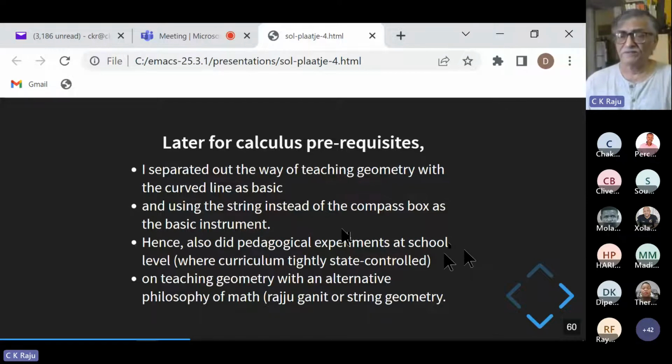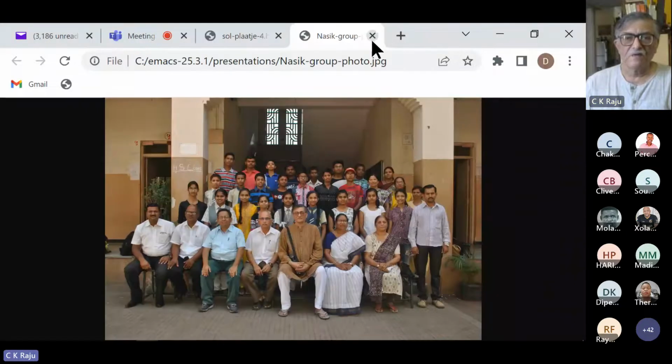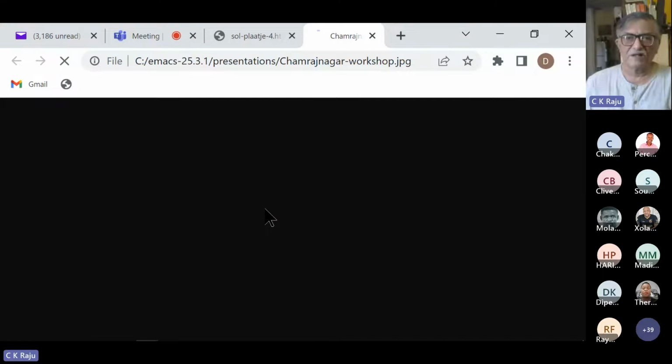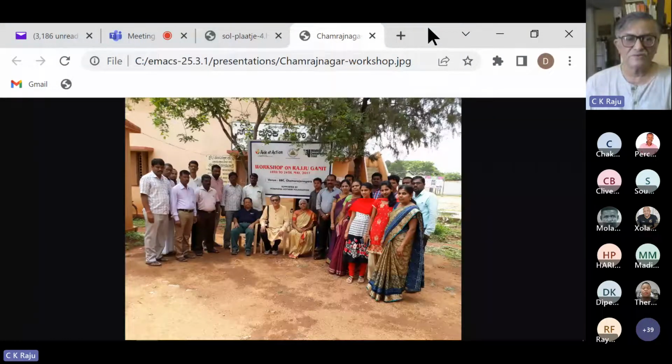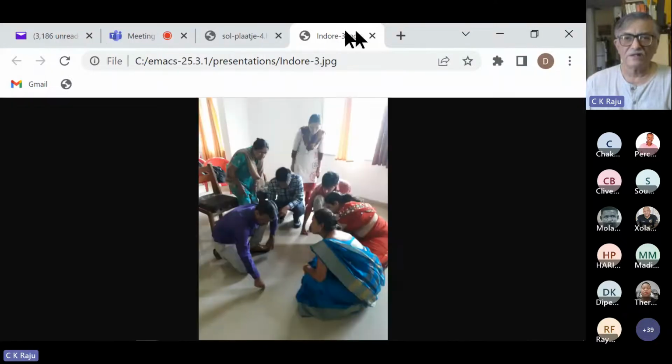Schools is difficult because the curriculum is slightly state controlled, but it had an alternative philosophy, which is called Rajju Ganit or string geometry. So these experiments were done in Nasik, for example. Here is the school in Nasik. 40 schools were there. It was done in Chamraj Nagar with teachers and students. It was done in Gundlupet. It was done in Indore. The teachers are learning here how it is to be done and so on.